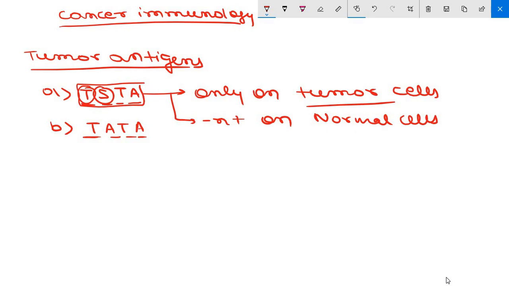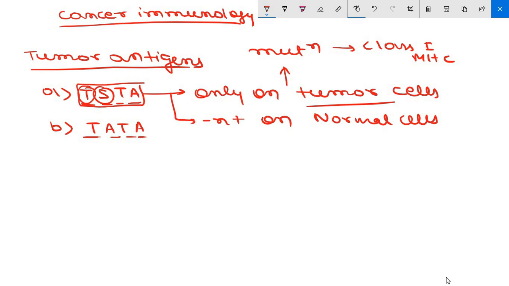Now, these TSTA antigens may result from any mutation occurring in tumor cells that generates altered cellular proteins. Now these mutation induced altered cellular proteins undergo cytosolic processing, and it will give rise to novel peptides that are presented with class 1 MHC molecules, inducing a cell-mediated immune response by tumor-specific cytotoxic T lymphocytes.